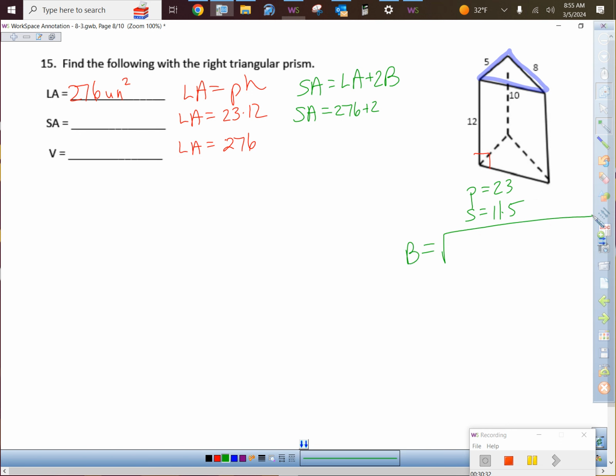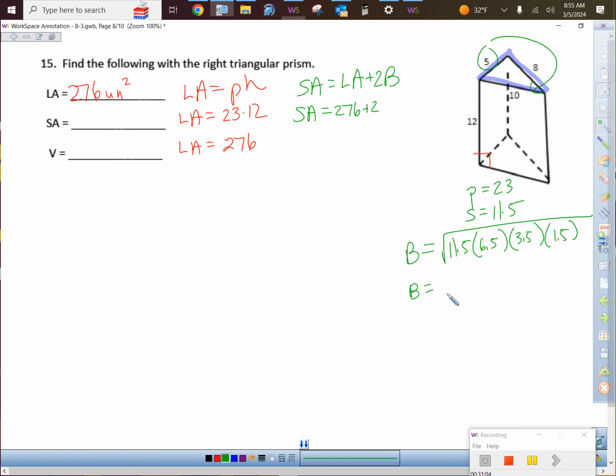So now we'll do our base area equals. I do not need you to write that formula, but we're going to put all those numbers in. It is S, which is 11.5, times, circle one of these, go around the clock. 11.5 minus 5, 6.5. 11.5 minus 8, what's 11.5 minus 8? 3.5, and 11.5 minus 10, 1.5.